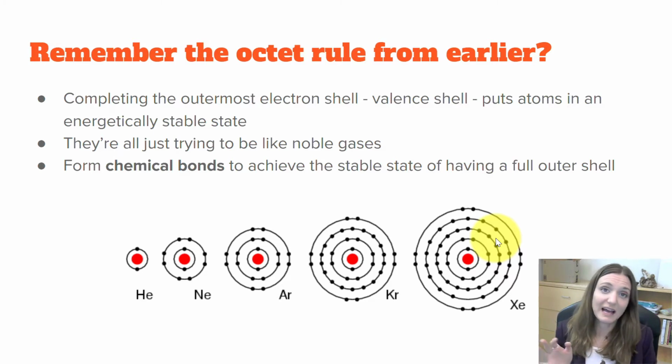But if an atom doesn't have that full octet in its outermost shell, or the 2 if it's a small atom like hydrogen, if its outermost shell can only hold 2, if that outermost shell is not full, it's not complete, atoms will form chemical bonds between other atoms in order to achieve that stable state of having a full outer shell. And so we're going to talk about the different ways that atoms form chemical bonds to achieve that state.